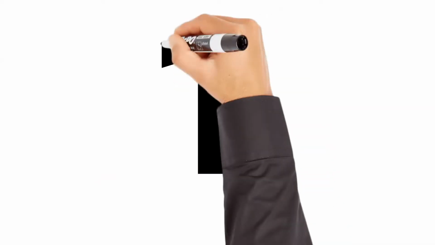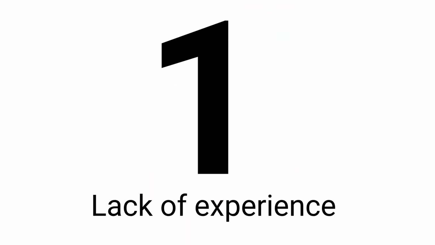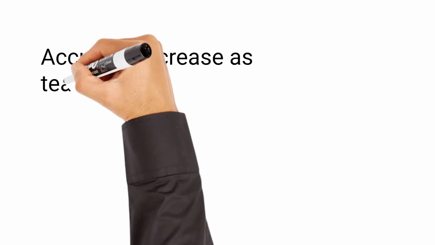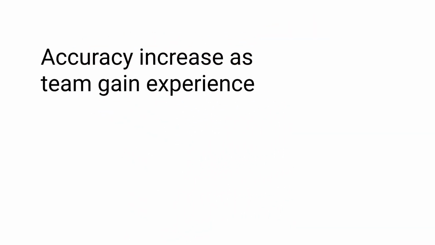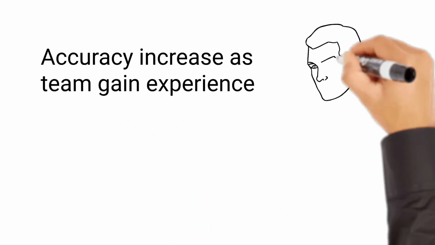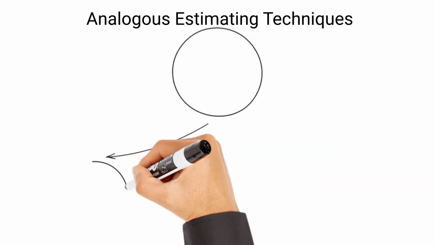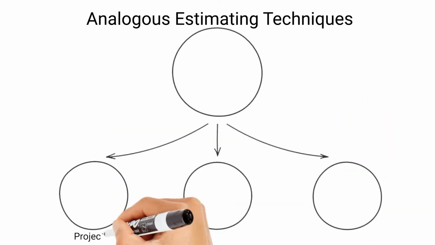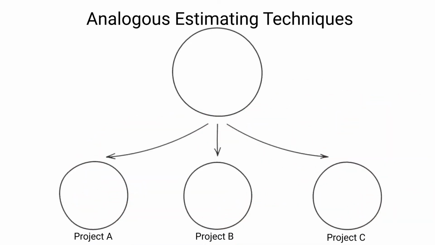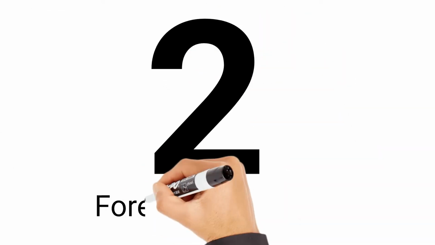The first one is lack of experience with similar projects. Accuracy in cost estimating tends to increase as estimators, project teams, and organizations gain experience working with similar projects. Inexperienced estimators and project teams may not be familiar with the scope of a project, which may lead to inaccuracies, even with deterministic estimating techniques. At an organizational level, the use of analogous estimating techniques is typically not reliable if the organization has not conducted similar projects before.